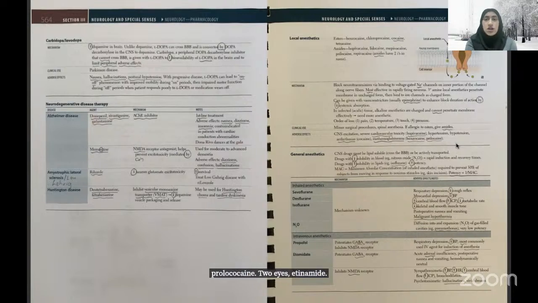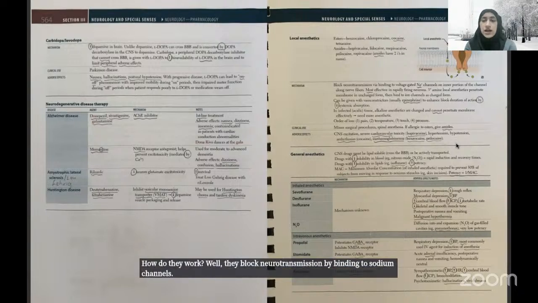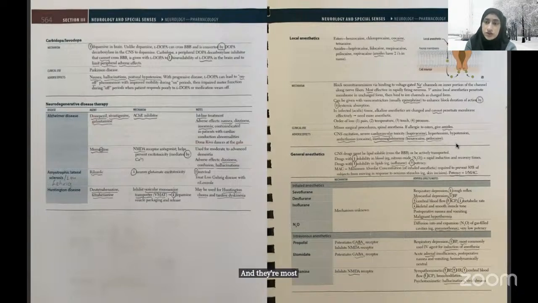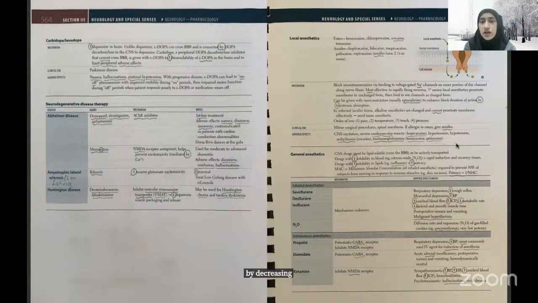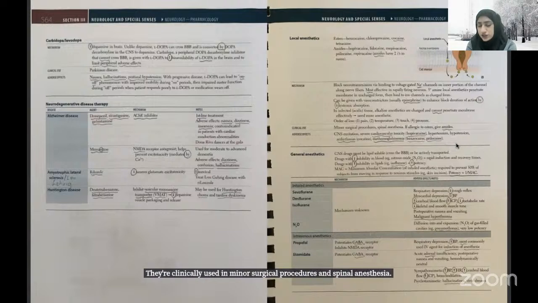How do they work? Well, they block neurotransmission by binding to sodium channels, and they're most effective in rapidly firing neurons. They can be given with a vasoconstrictor, usually epinephrine, to prolong the duration of action by decreasing systemic absorption. The order of loss is first pain, second temperature, third touch, fourth pressure. They're clinically used in minor surgical procedures and spinal anesthesia. If you have a patient who is allergic to an ester, you can give an amide.